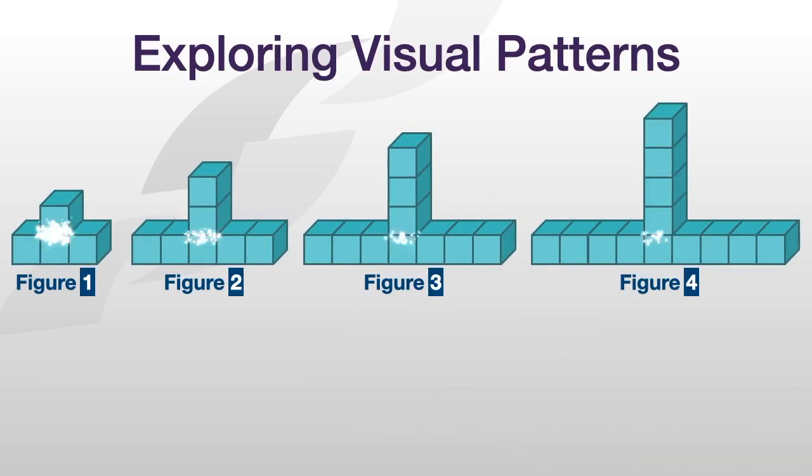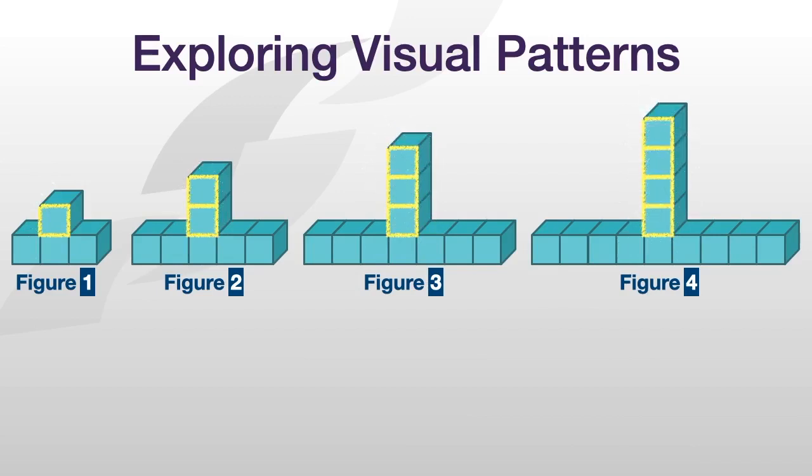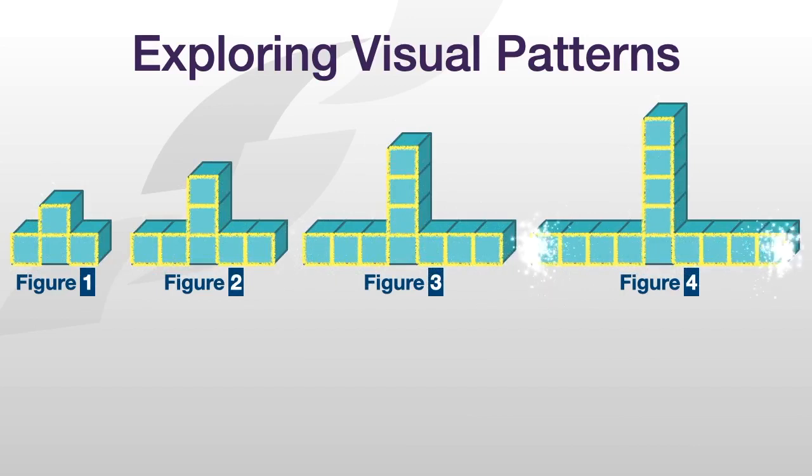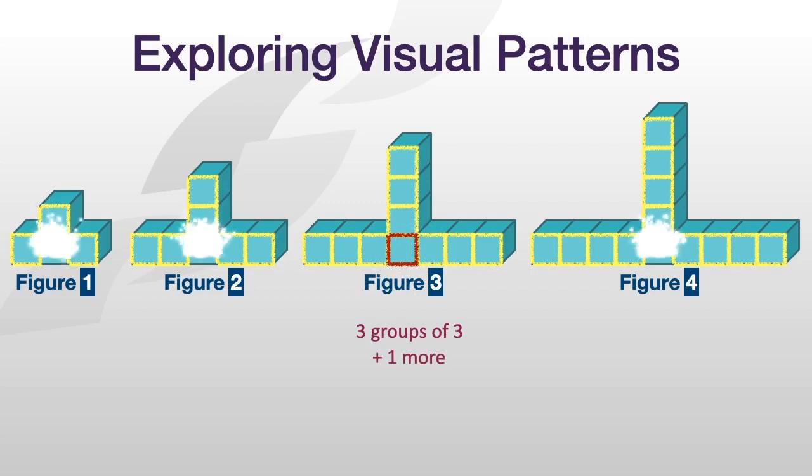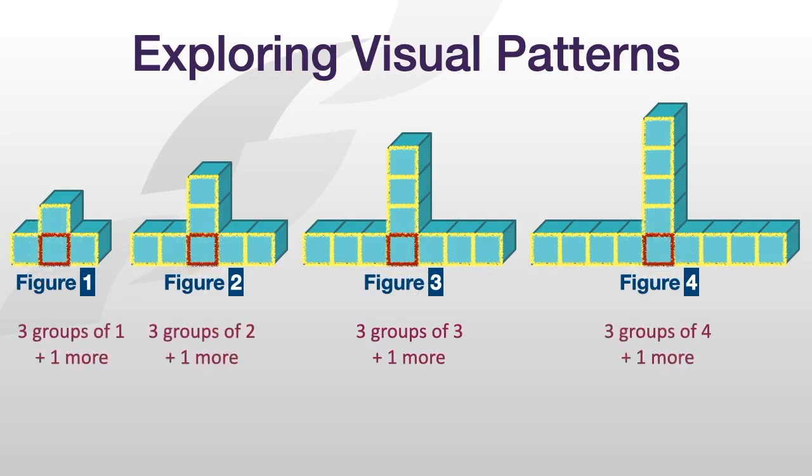You may have noticed that the top column of cubes is the same as the figure number. We can also see the figure number of cubes branching off to the left and to the right. This is the part of each figure that changes according to the figure number. For example, in figure 3, we see 3 groups of 3. But then there is one more. Similarly, in the other figures, we see 3 groups of the figure number and then one more.